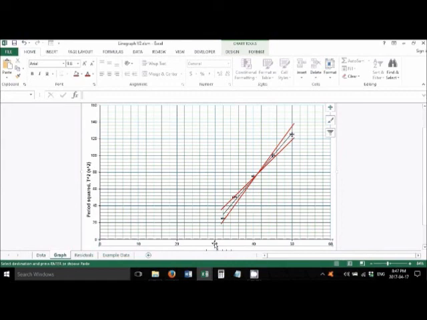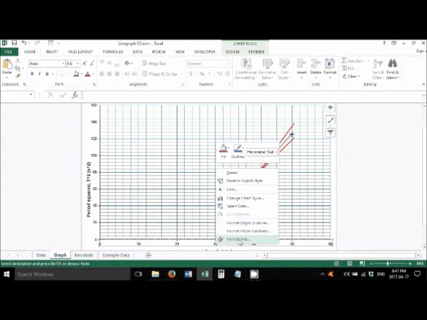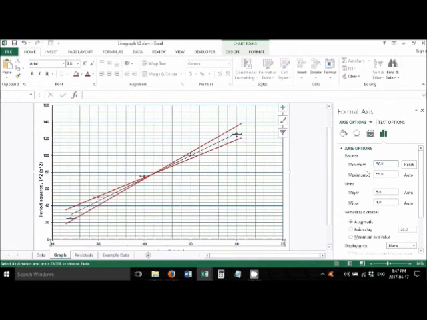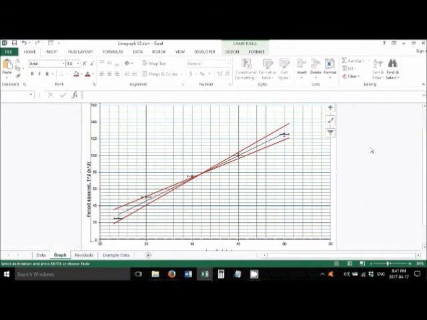What you do is you'd right-click on the axis that you want to change, and then select Format Axis. Then I can change what my lower bound is. So I'm going to change this from 0 to 30. When I hit Enter, it fixes my graph for me. When you're happy with how your graph looks, including putting your equation of best fit on, you can save it and then either print it out or hand it in to your lab instructor electronically.